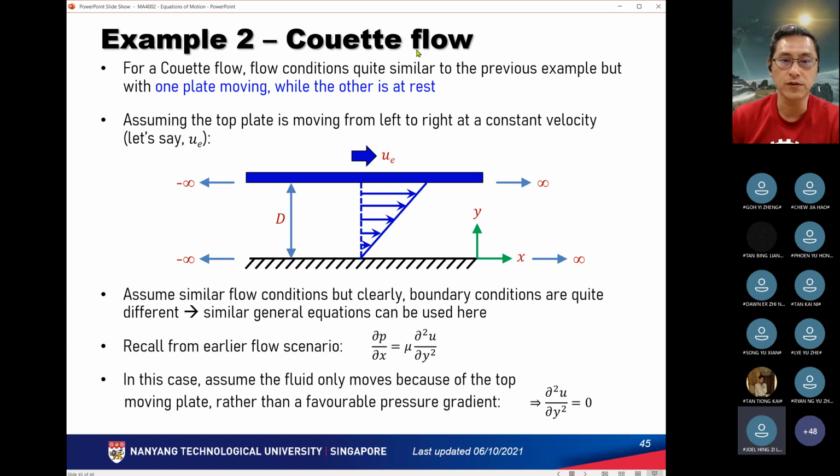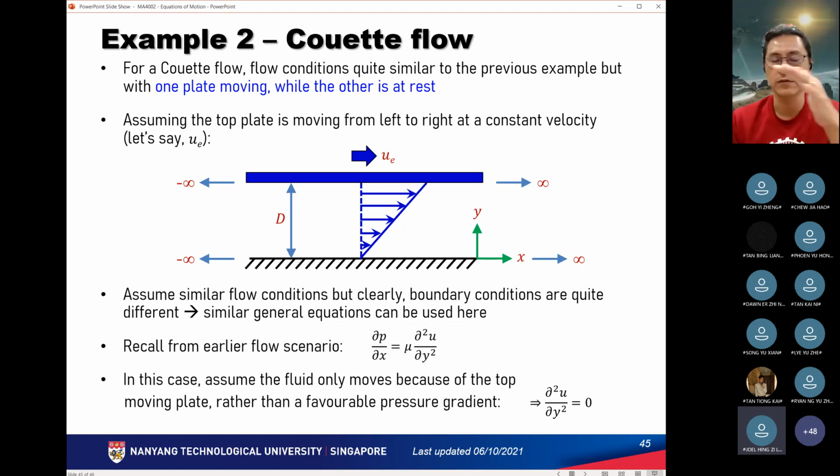Okay, a Couette flow, as I mentioned earlier on, basically is a flow between two flat plates. However, one plate remains stationary while the other plate is actually moving at a fixed velocity. So the scenario can be represented over here. The bottom plate here is the stationary plate. The top plate is actually moving from left to right.